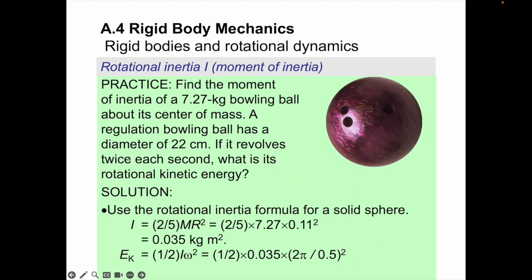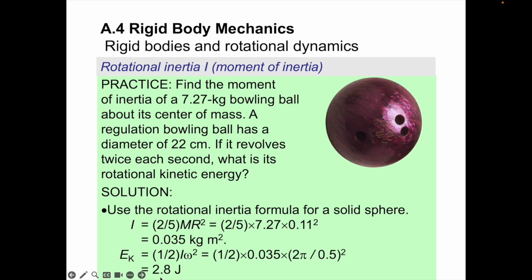So if it revolves twice each second, that means that it's going once all the way around the sphere every half second. So I didn't want to skip a step here. And that gives us about 2.8 joules.